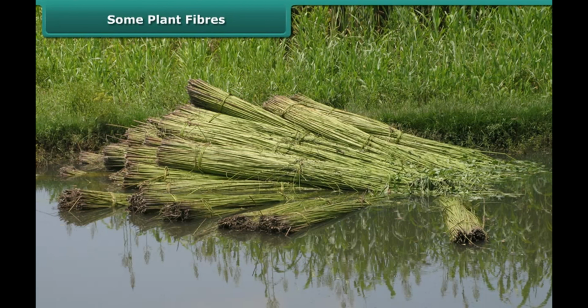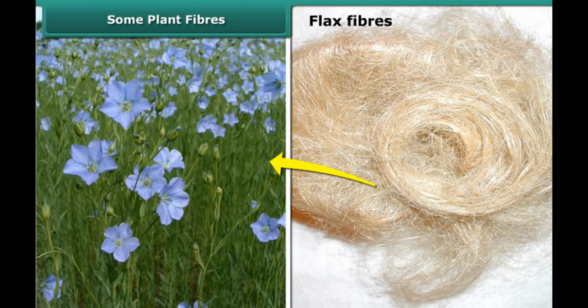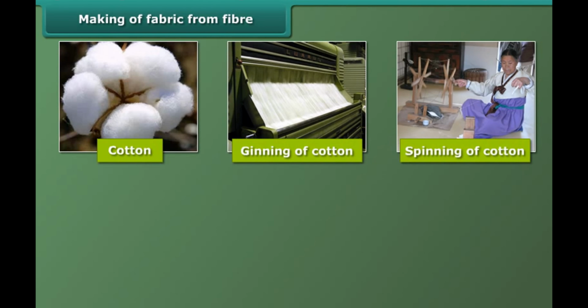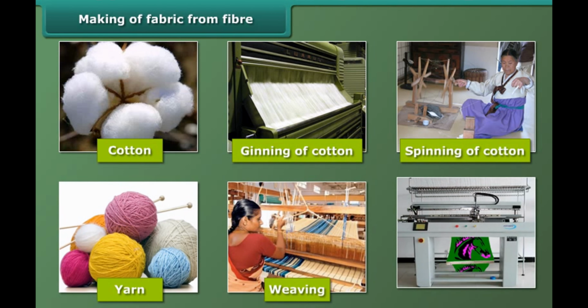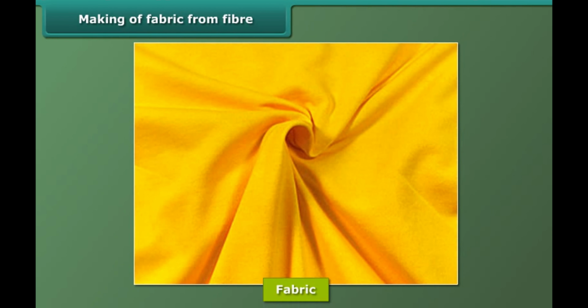The stems of harvested plants are immersed in water for a few days. Then the stems rot and fibers are separated by hand. Flax fibers are also obtained from the stems of the plant and are used mainly to make linen. Making of fabric from fiber. How is fabric made from fiber? First, yarn is made from fiber and then fabric from yarn.